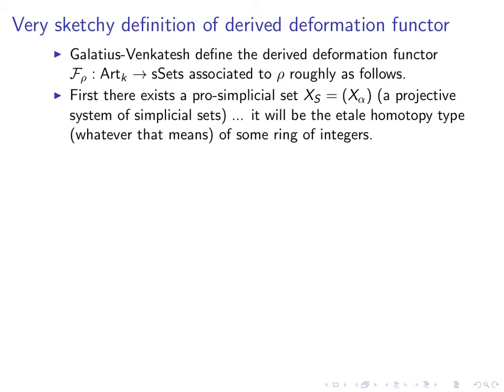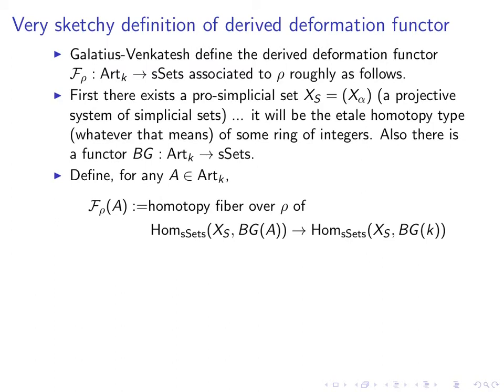So, first I should say there's a couple of ways they define it. One is they somehow cook up a projective system of simplicial sets associated to an étale homotopy type, whatever that means, of some ring of integers. And then there's also some functor associated to the group G. This functor is called BG. And then they define this derived deformation functor as a homotopy fiber of maps from XS to BG.